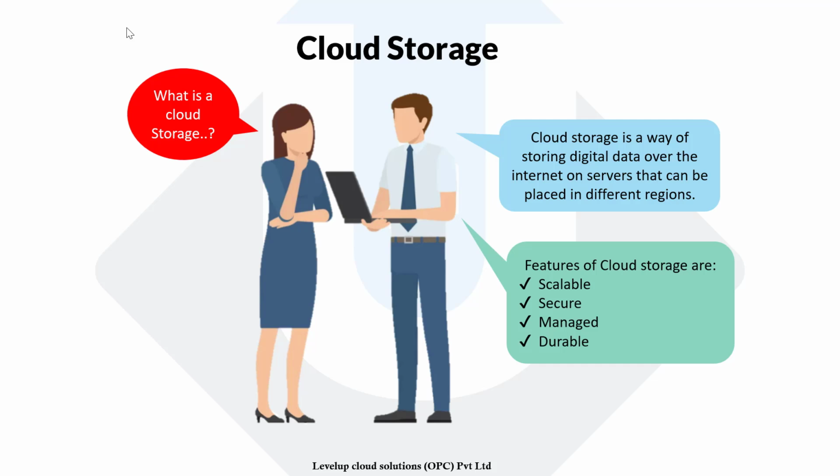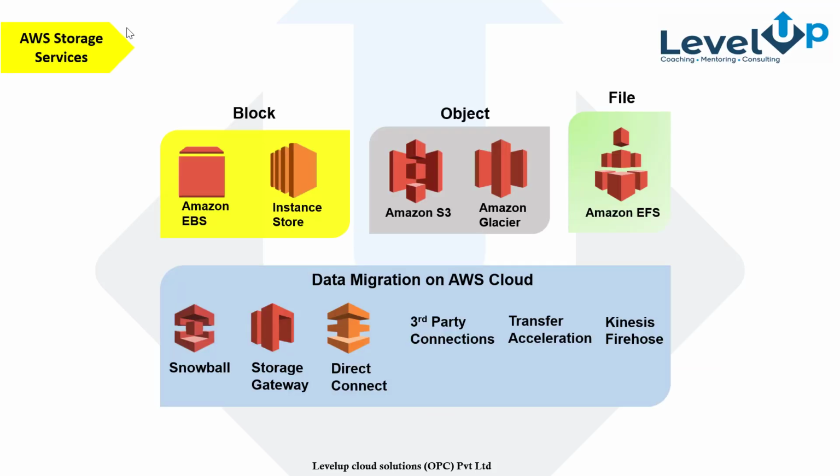Now, AWS offers multiple services to store data. You can store data in different ways. Like you can store data on blocks. You can store file data as files. You can store data as objects. So AWS has different services for these different kinds of storages.